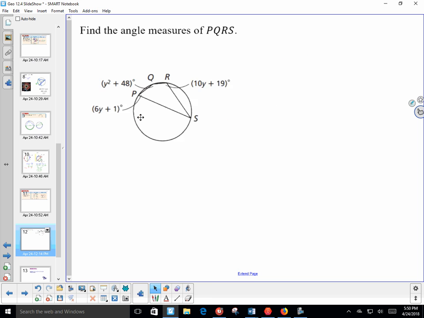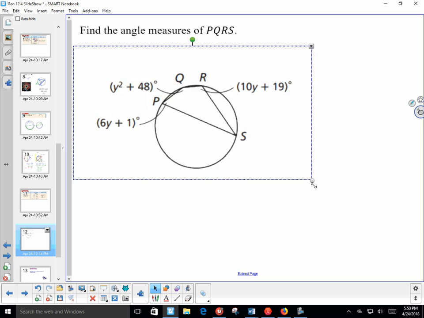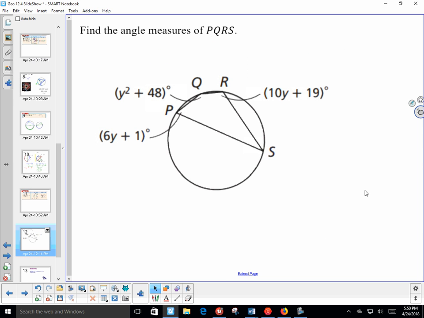Okay, so we are going to find the angle measures of this quadrilateral PQRS. So what do we notice? First of all, we see that this quadrilateral is inscribed in a circle. By the way, that means that all four vertices of this quadrilateral lie on the circle itself. All right? So in that case, we can see that angle P and angle R are across from each other, right? That means that they are going to be what? Not congruent, they're going to be supplementary.